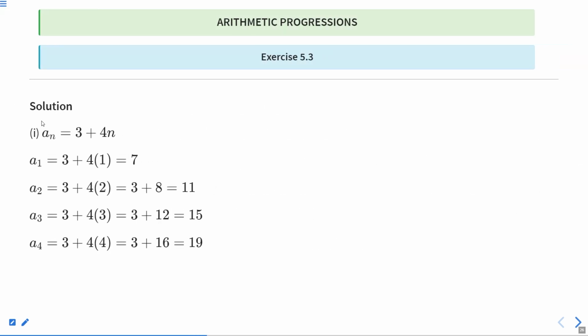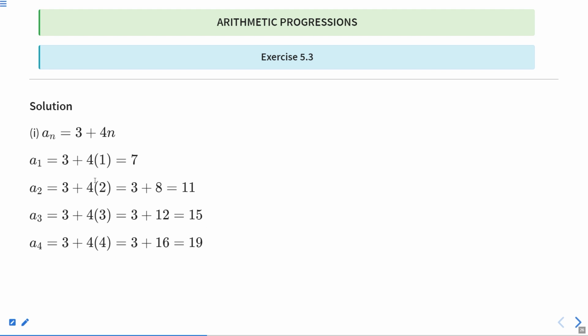Here for the first one, we are given the nth term of this AP, an is equal to 3 plus 4n. And now we can find the first term, that is a1. So a1 is equal to 3 plus 4 times 1, that is equal to 7. And a2 is equal to 3 plus 4 times 2, that is 3 plus 8, and this is equal to 11. And a3 is equal to 3 plus 4 times 3, which is 3 plus 12, and this is equal to 15. And a4 is equal to 3 plus 4 times 4, that is 3 plus 16, that is equal to 19.